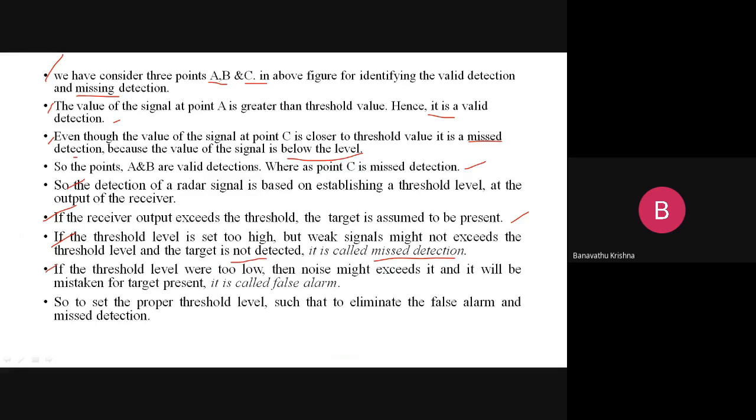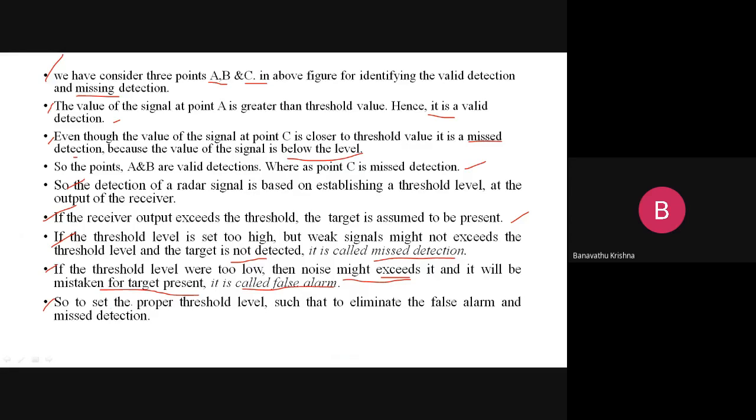Suppose the threshold level is too low, then what happens? As I just discussed, if the threshold level is too low, then the noise might exceed it and will be mistaken for a target being present. What do we call that? False detection, nothing but false alarm. We call it a false alarm.